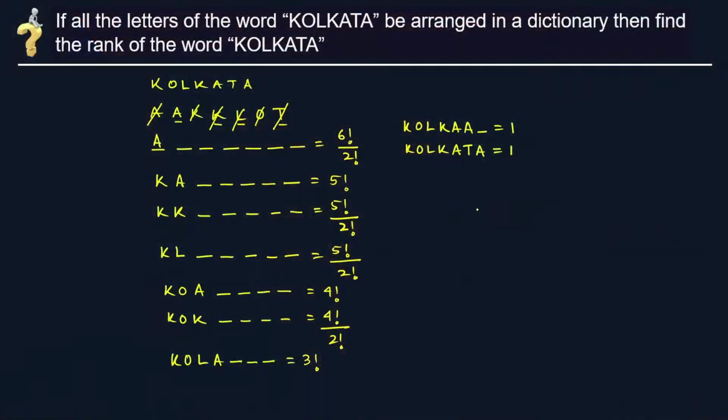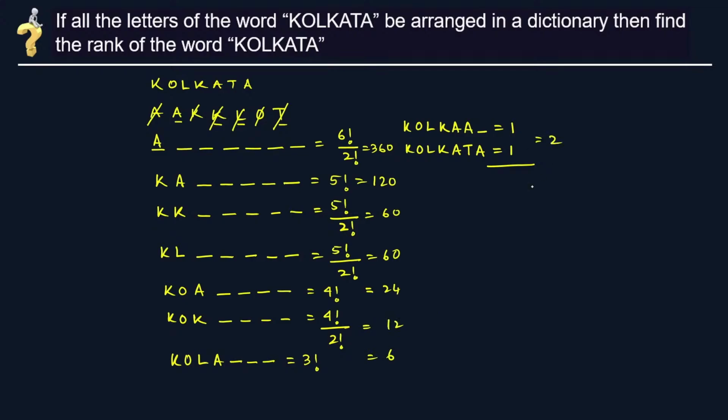Are you getting the point I'm saying? Okay. So the rank of the word Kolkata will be factorial 6, that is 720, divided by 2, which gives us 360. Factorial 5 is 120, this is coming to 60. This is coming to 60. This is coming to 24. This is again 12. This is 6 and this is 2.